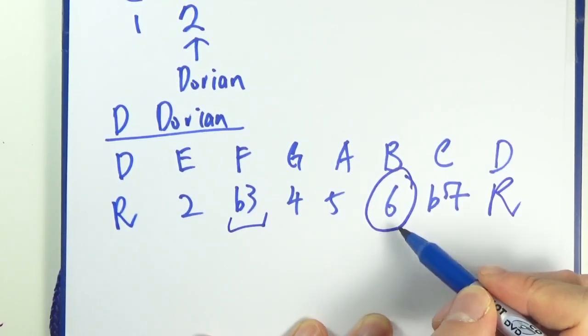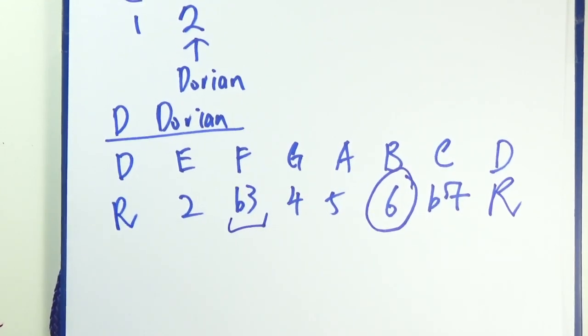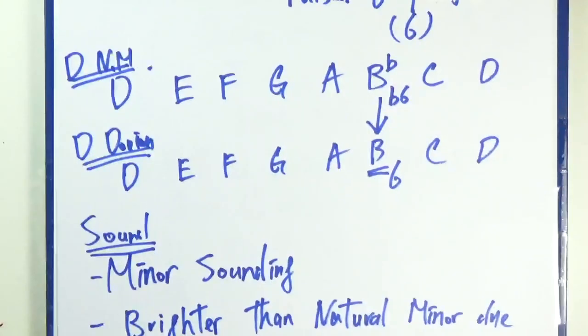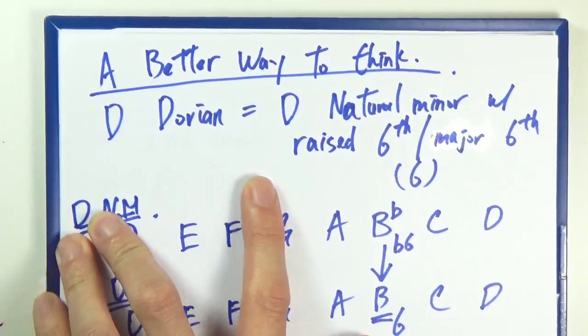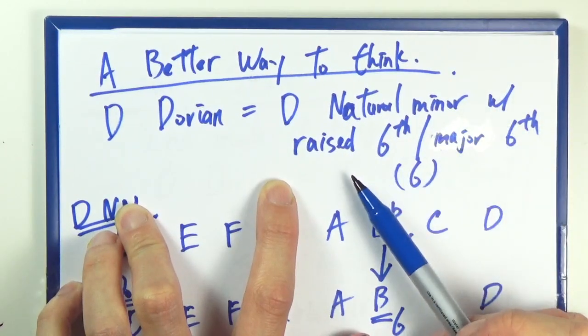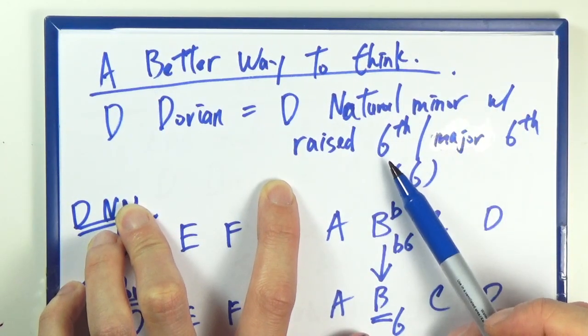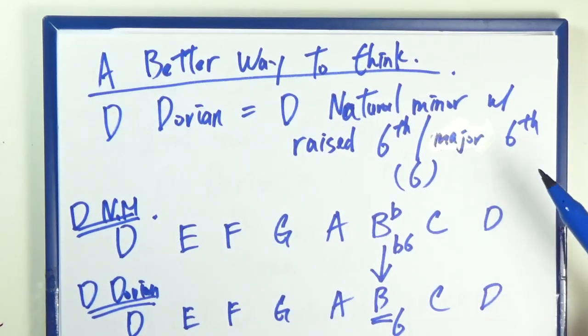All right, so Dorian is best thought of as a minor scale with some tweaks. Let's take a look. A better way to think about it is D Dorian is actually the D natural minor scale with a raised sixth, or simply with a major sixth instead of a flat 6.